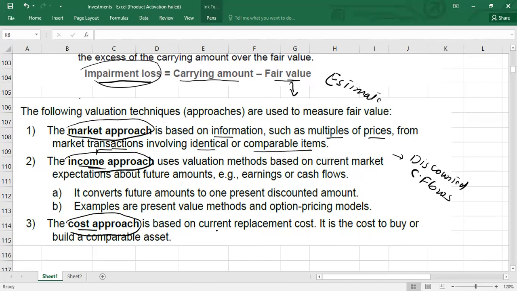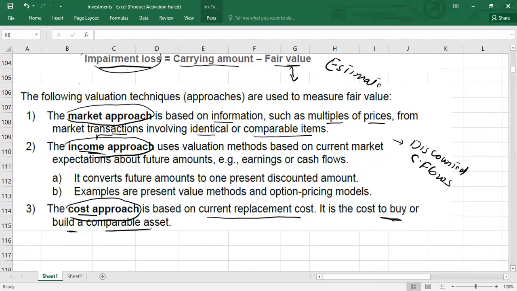The cost approach is based on current replacement cost. It is the cost to buy or build a comparable asset, like if you were to buy it today, what is the market price? So that is called the cost approach. You can estimate it, but the standard says you don't need to put in unnecessary effort, just check if there is any impairment. This is what is called the measurement alternative.